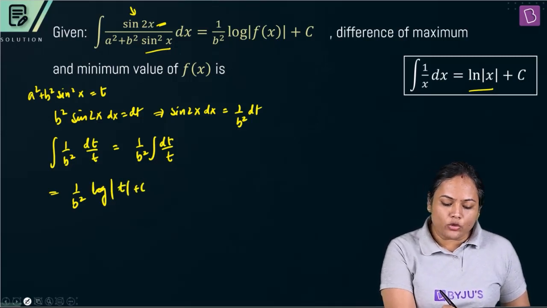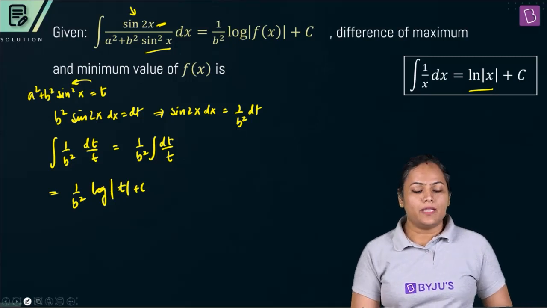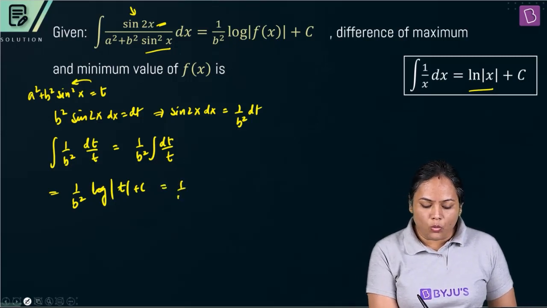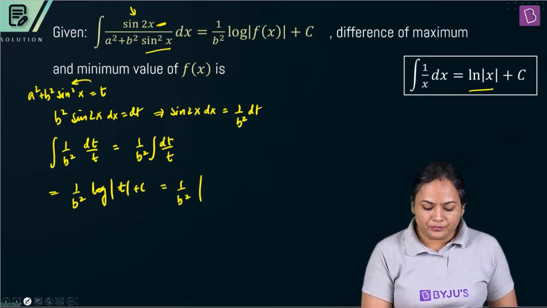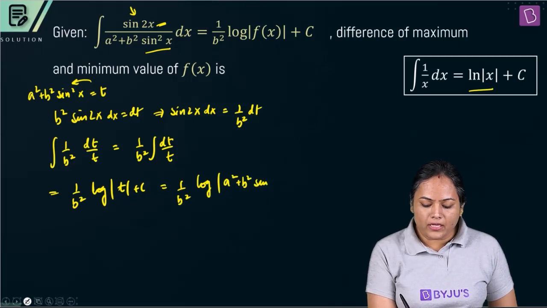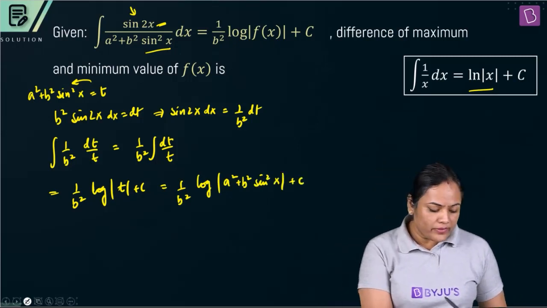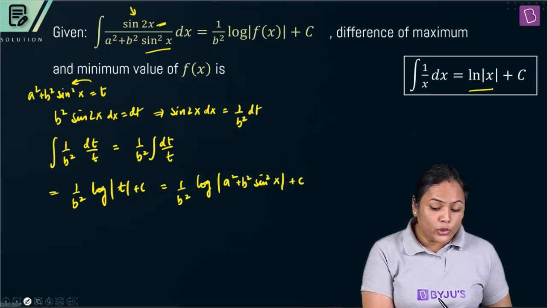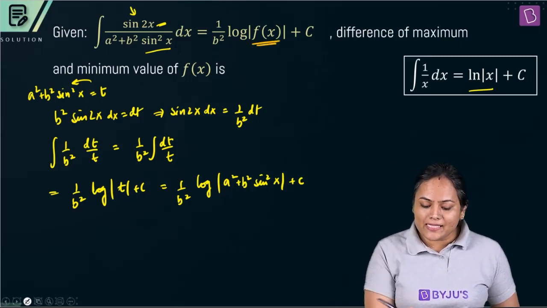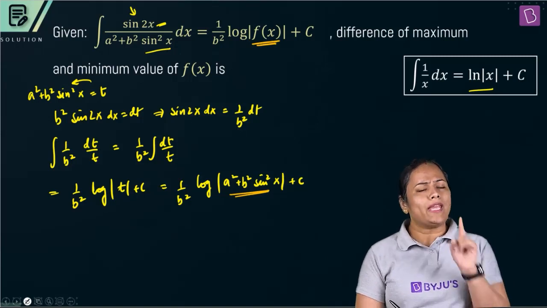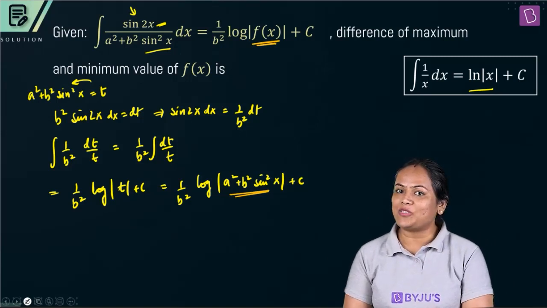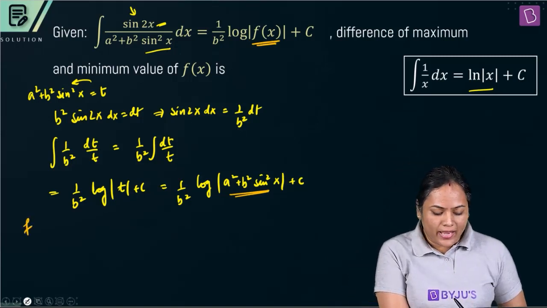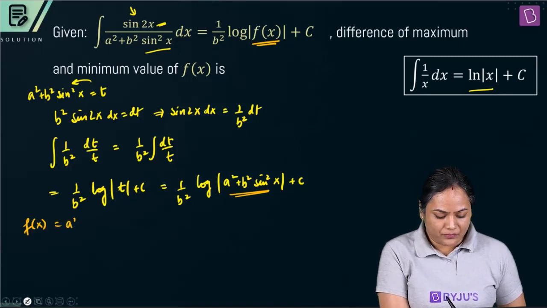And when I substitute my t value back, it's going to become 1 by b square log of modulus a square plus b square sine square x plus c. And now when we compare with what they have given to me in the question, I can say that fx is equal to a square plus b square sine square x, right? So I have my fx with me.